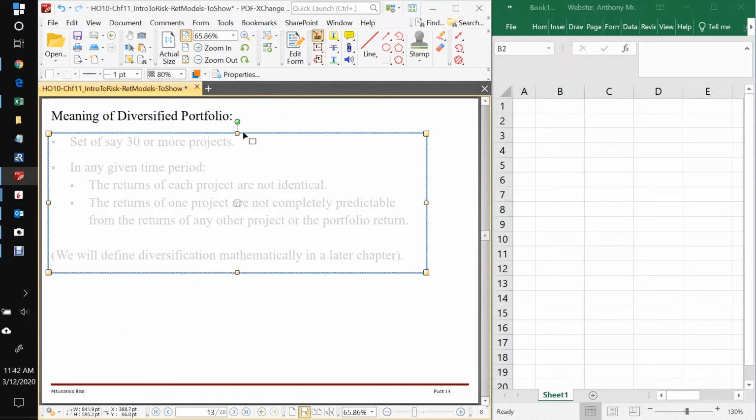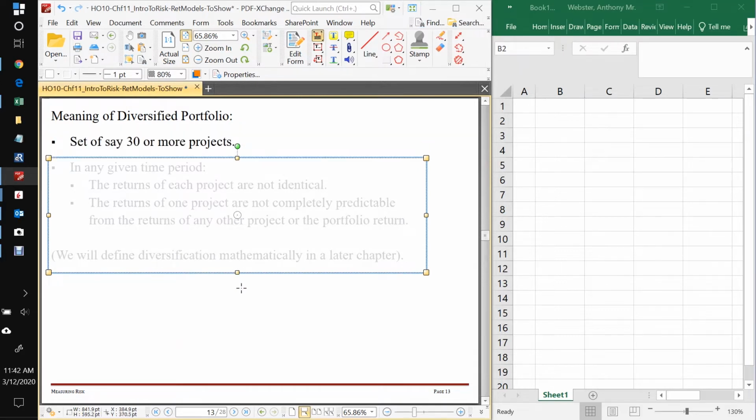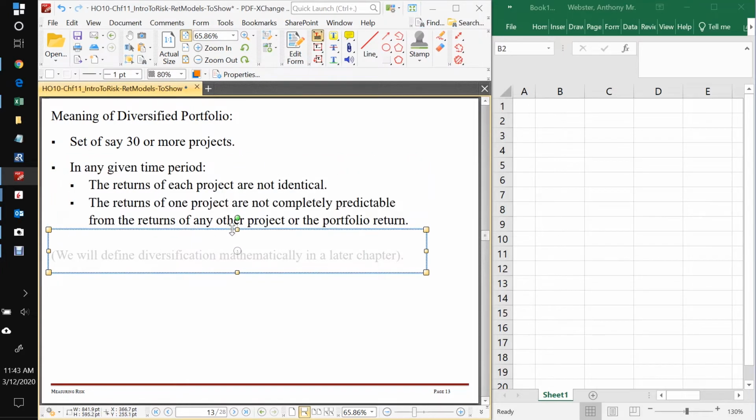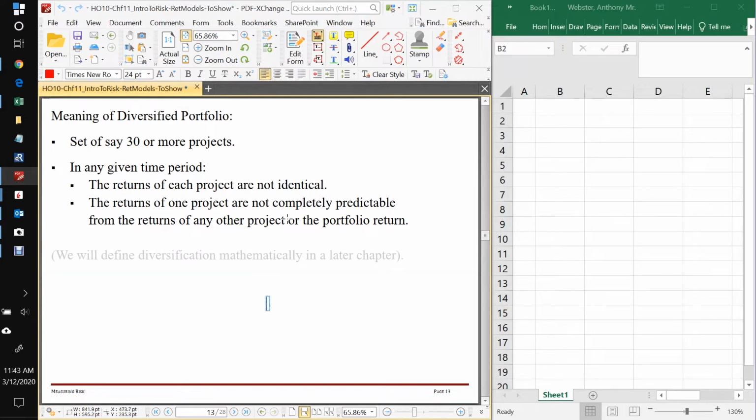Let's first of all think about what we mean by a diversified portfolio. You may have seen in your statistics course that once you get a sample size of around 30, all of our statistical and probabilistic stuff tends to work pretty well. So we're going to say a diversified portfolio is going to be a set of 30 or more projects, and in any given time period, the returns of each project are not going to be identical, and the returns of one project can't be completely predictable from the returns of any other project or the overall portfolio of those 30 or more projects.